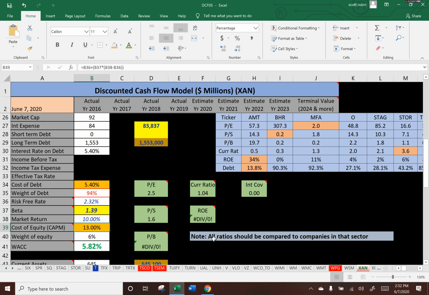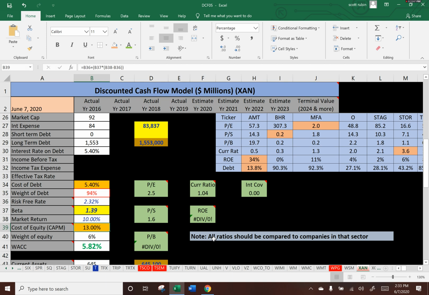So the way we get the cost of equity, we use the capital asset pricing model, and it's just a simple calculation, and it comes out to 13%. That's what it costs to finance equity. So obviously equity is much more expensive than debt. It's more than twice as expensive. The reason is because equity is riskier.